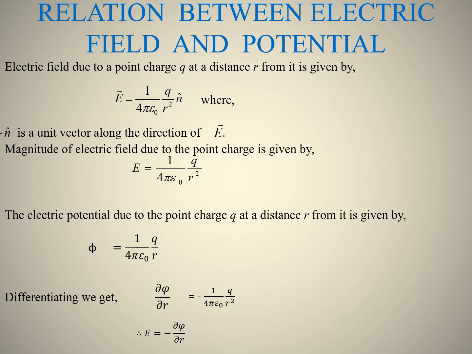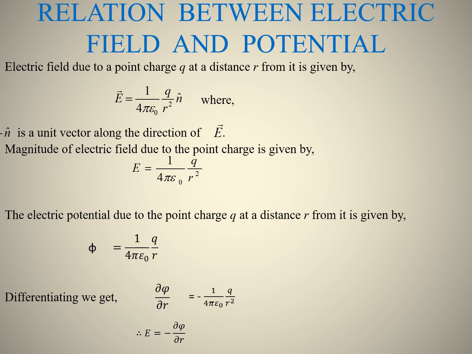Now let us derive the relation between electric field and electric potential. Already we have got the expression for electric field due to a point charge Q at a distance r from it as E equals 1 by 4 pi epsilon naught Q by r square. This is the numerical value, and vectorially E vector is equal to 1 by 4 pi epsilon naught Q by r square into n cap, where n cap is a unit vector along the direction of the electric field E vector.